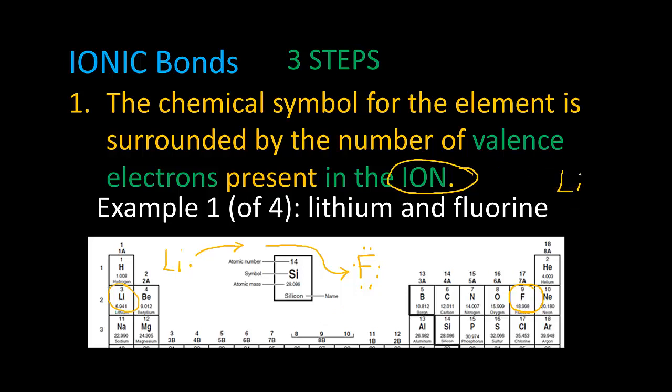Lithium now has no valence shell electrons, and fluorine now has 8. 1, 2, 3, 4, 5, 6, 7, 8. When it becomes an ion, because lithium loses its electron, it now becomes an ion with a plus charge, and fluorine gains an electron, so it becomes an ion with a negative charge.